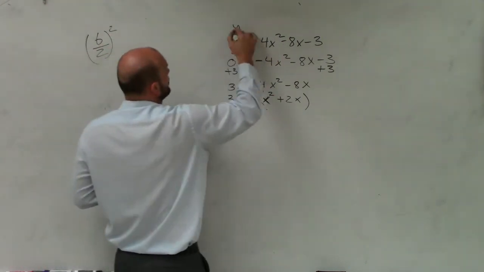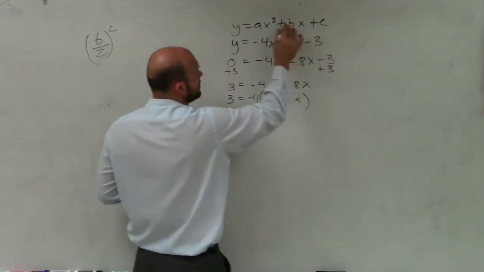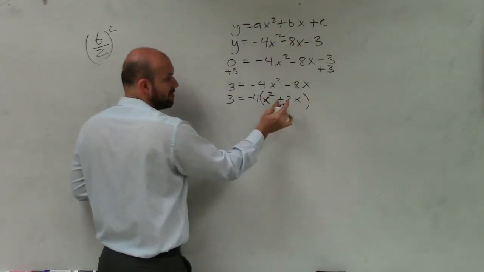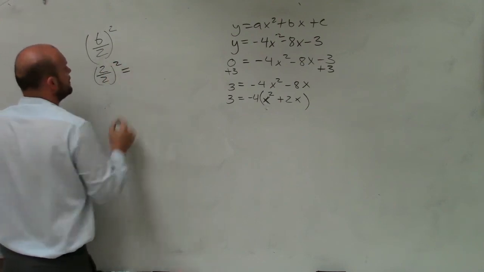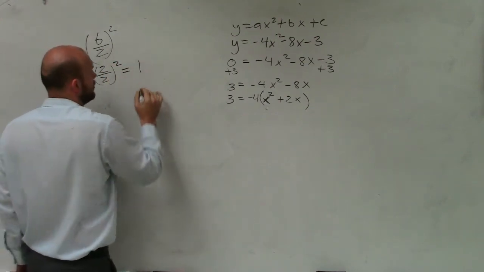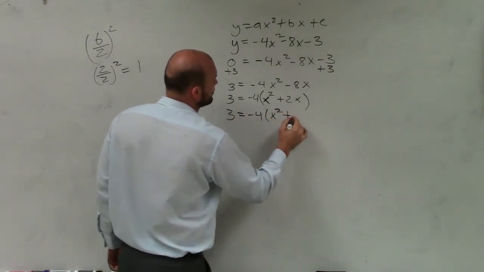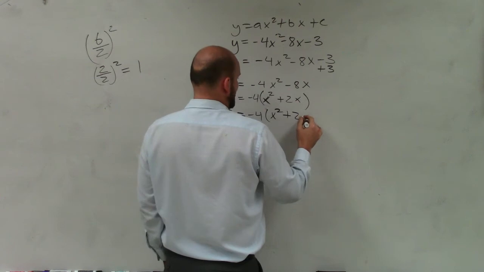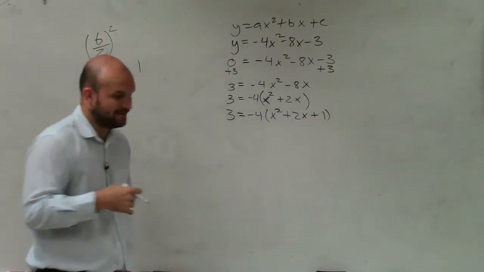Well, in our standard form, y equals ax squared plus bx plus c, our b, in this case, in this factored form, is going to be 2. So therefore, I take 2 divided by 2 and square it. 2 divided by 2 is 1. 1 squared is 1. So now I have 3 equals negative 4 times x squared plus 2x plus 1.